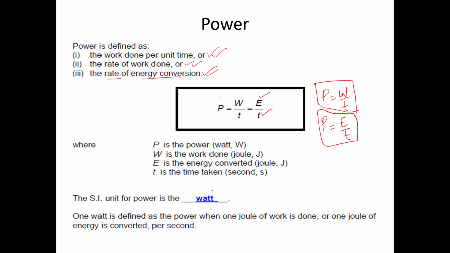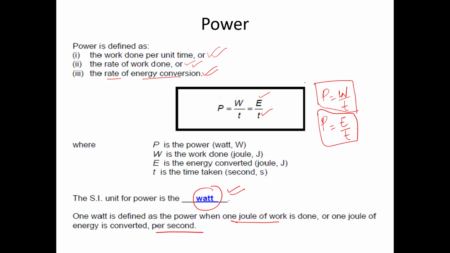And its SI unit is watts. And how are we going to define 1 watt of power? So 1 watt is defined as the power when 1 joule of work is done in how much time? In 1 second. So when 1 joule of energy is converted in a time of 1 second, we are going to say that power is equal to 1 watt.